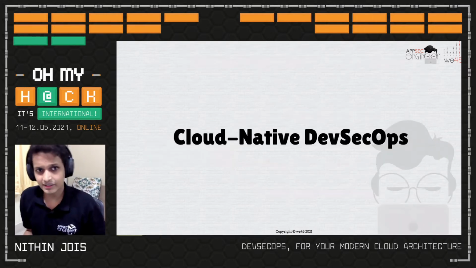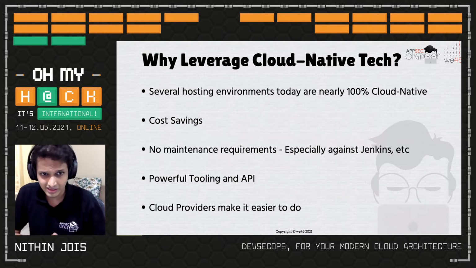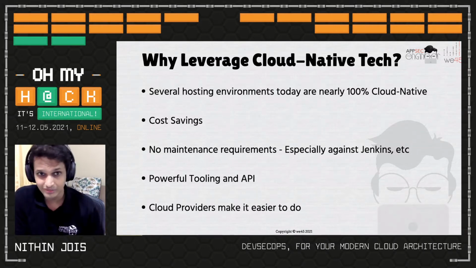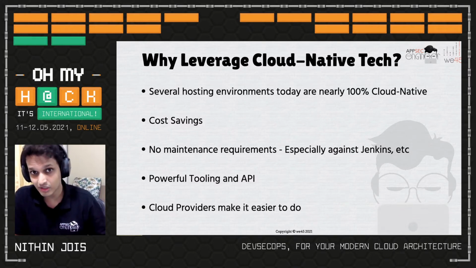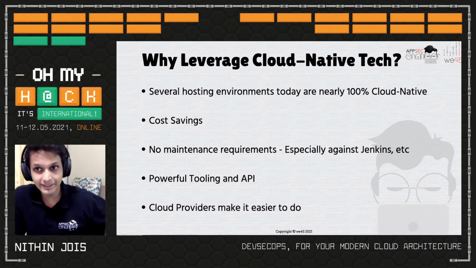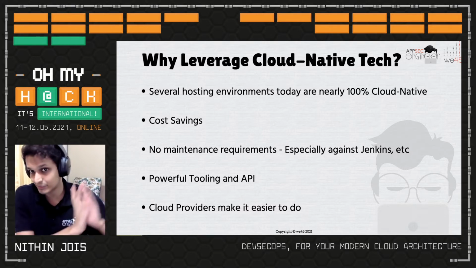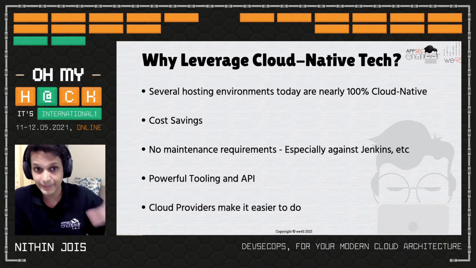So with that, let's look at cloud native DevSecOps. So why even cloud native tech in the first place? Most of the hosting environments today are close to 100% cloud native, and it's going to help you save costs. There's no maintenance required. If you are going to have something like Jenkins as part of your organization, you're probably going to have a separate team just managing Jenkins. But if you implement the exact same thing on cloud native technologies, you do not necessarily need a complete team to manage something like Jenkins.